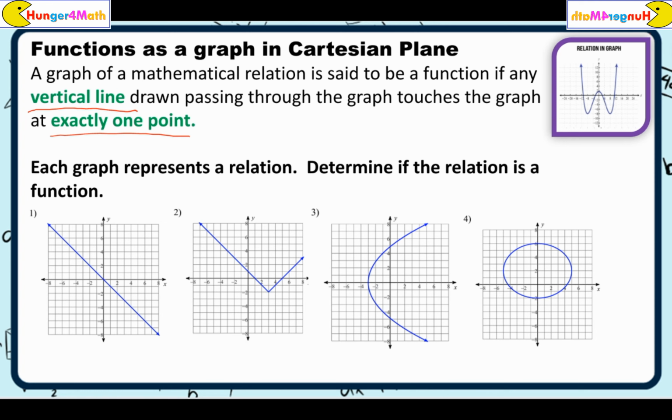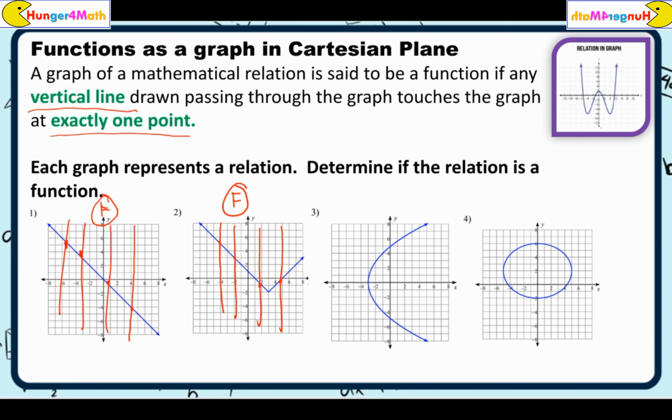Number one, we have a blue line graph. So let's draw a vertical line. And each vertical line touches the graph at exactly 1 point. So this is a function. So I'll use f for a function. Number two, so once again, let's draw a vertical line. And each vertical line crosses the graph at exactly 1 point. So number two is a function.